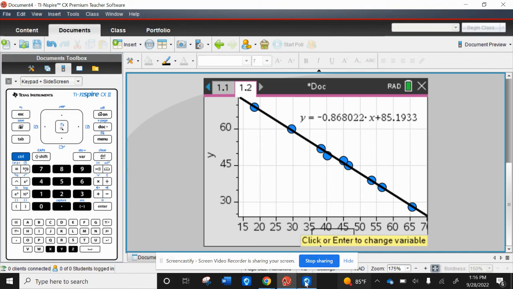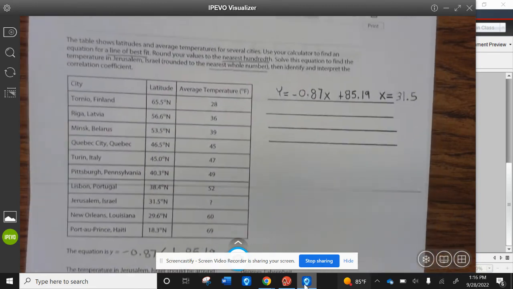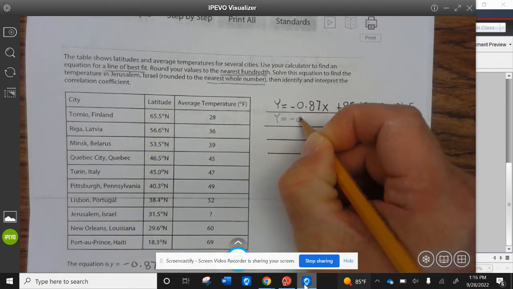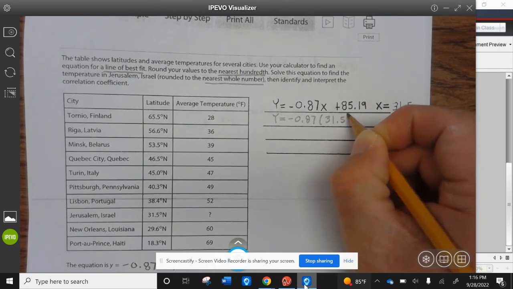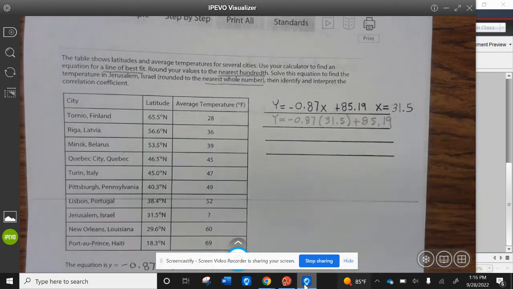All right. So now we need to find the temperature in Israel. So we're going to use that equation, and we know x is 31.5. So we have y equals negative 0.87 times 31.5 plus 85.19. So let me go back to the calculator.